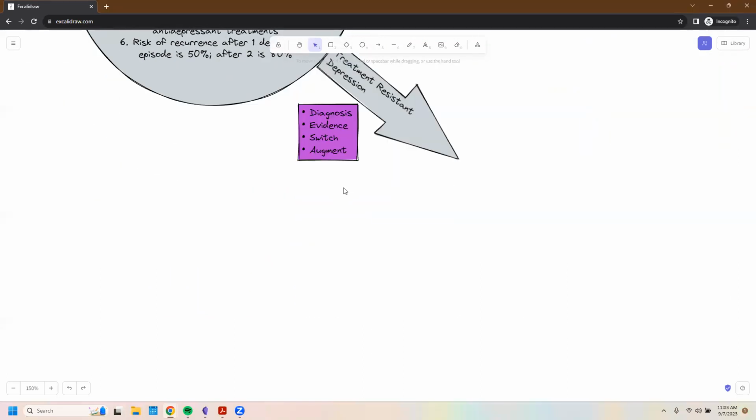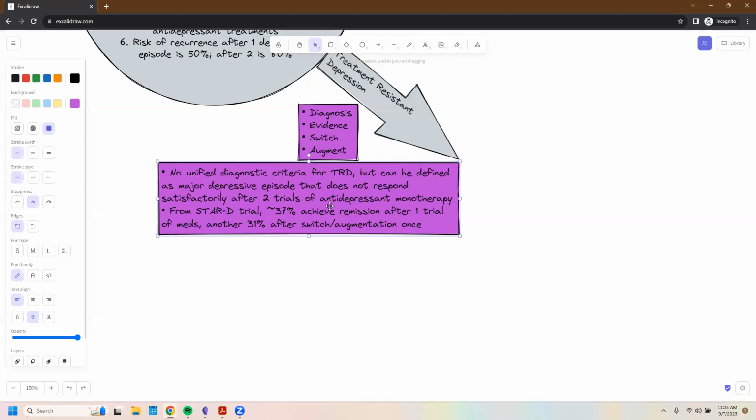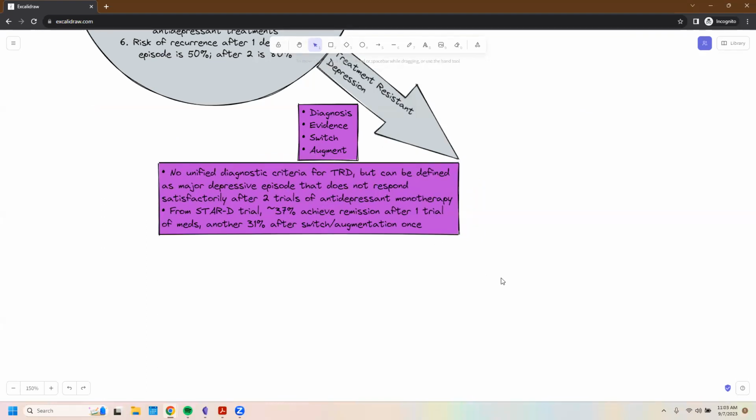So in general, there's actually no unified diagnostic criteria for treatment-resistant depression. It's kind of like this term that just pops up in the literature, but it's not an official DSM-5 diagnosis or anything. But people try to define it as a major depressive episode that doesn't respond to two adequate trials, I should say, of antidepressant monotherapy.